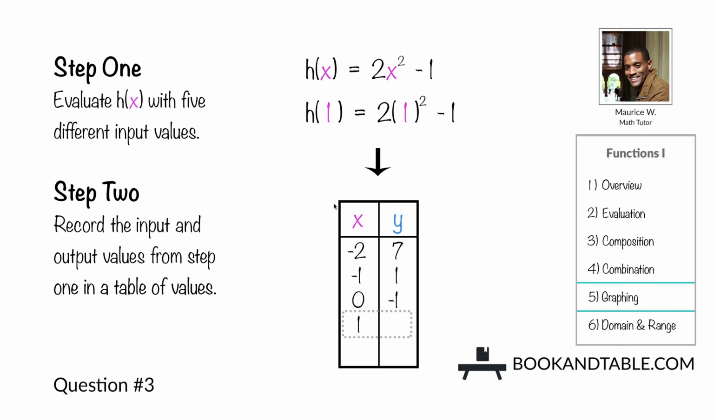The next point is 1. H of 1 is equal to 2 times 1 squared minus 1. 1 squared is 1. 2 times 1 is 2. And 2 minus 1 is equal to 1. So the input is 1 and the output is 1. And for the fifth point, we plug in 2 for x, showing us h of 2 is equal to 2 times 2 squared minus 1. 2 squared is 4. 2 times 4 is 8. 8 minus 1 is equal to 7. So the input is 2 and the output is 7.